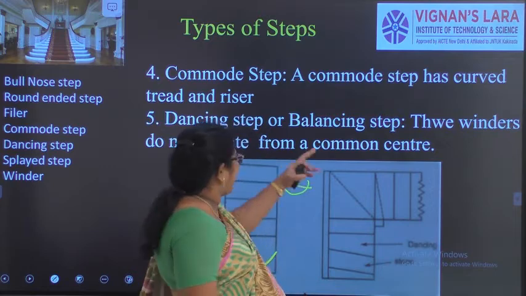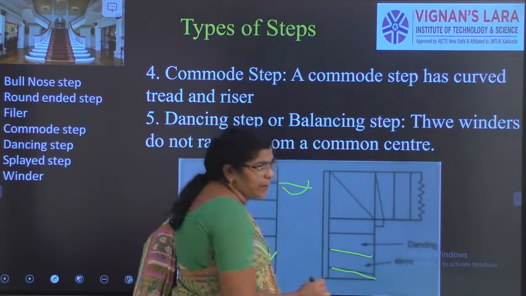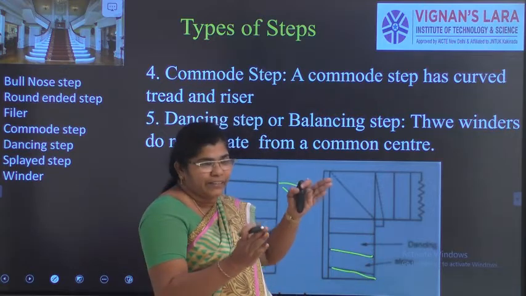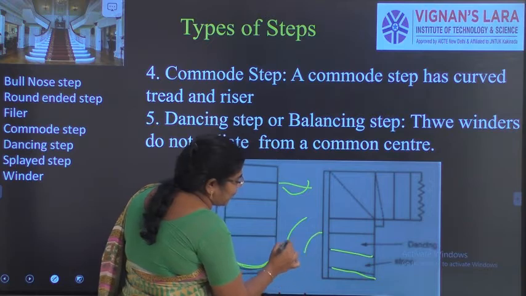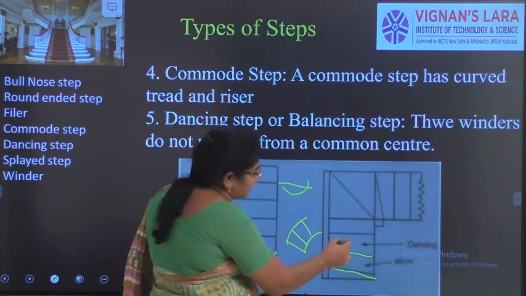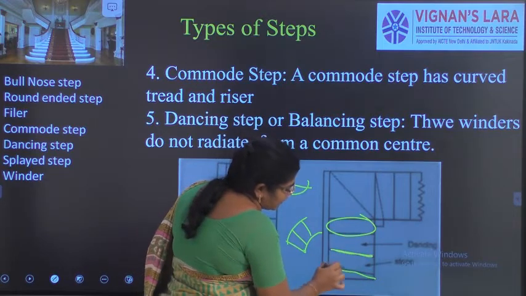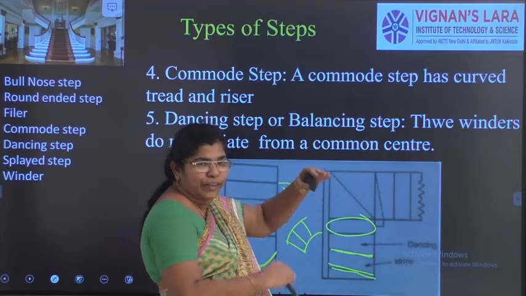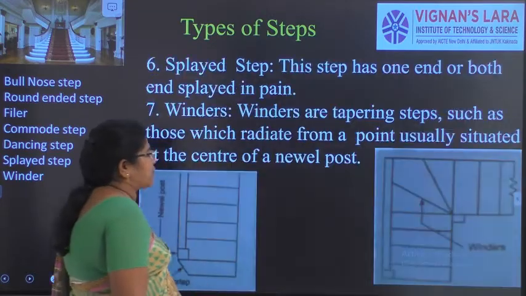The next one is the dancing steps or the balancing steps. We have steps like this in one or other cases. You can see that there will be a small slope like this. If there is a small slope like this, what happens? We will have one step like this to balance the next step, right? This will be of original dimension, but you can see here this is of very different dimensions. This we call the balancing step or the dancing step.